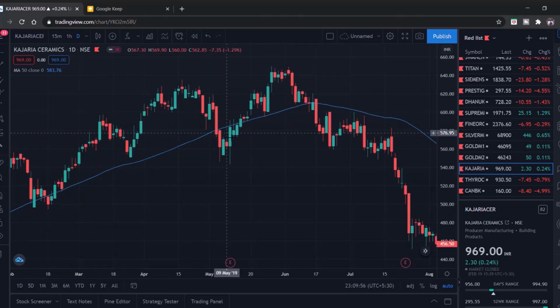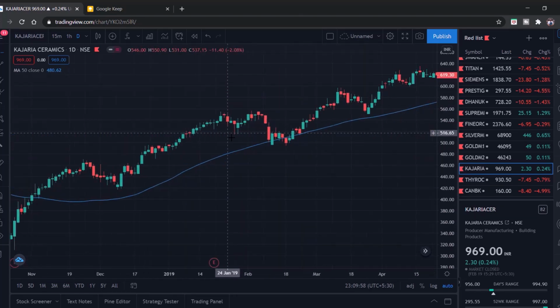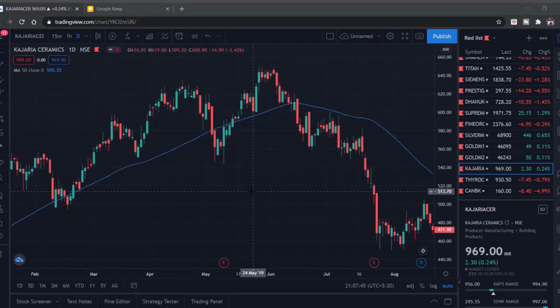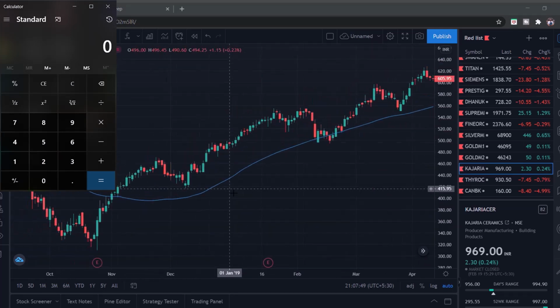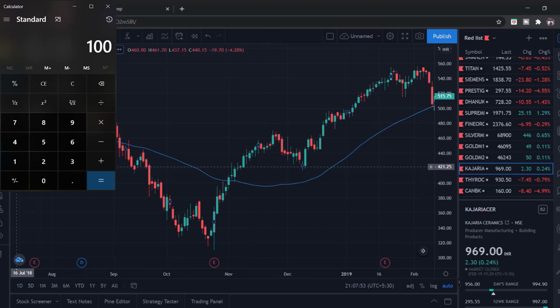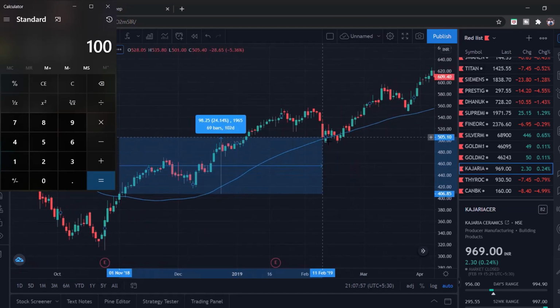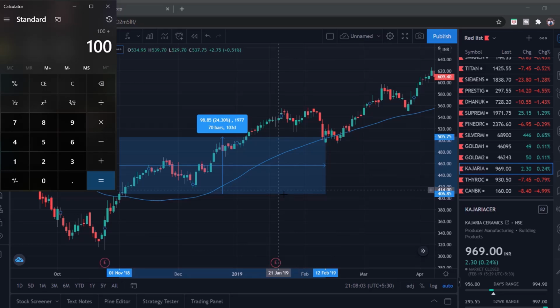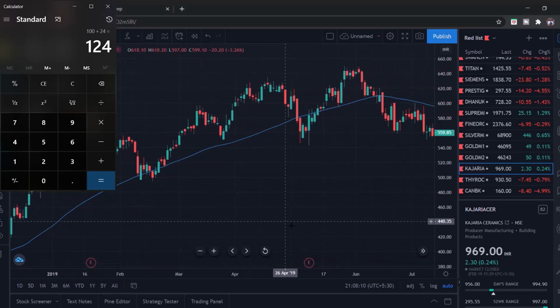Now just so you know how much we can exactly earn or lose using the strategy, let's say we start with 100 rupees. Here in our calculator we have 100 rupees. Alright, so let's say we enter our trade here and we exit here with a profit of 24%. So let's add that plus 24%. Right. Now we have 124.